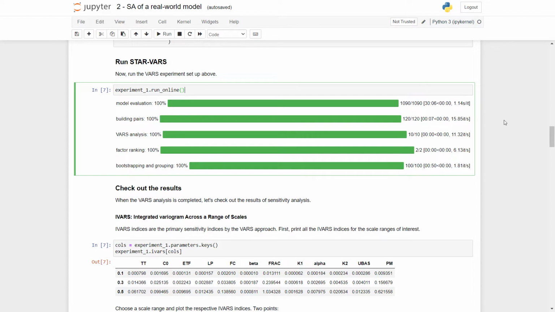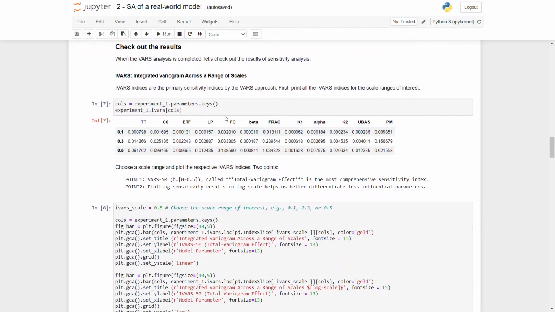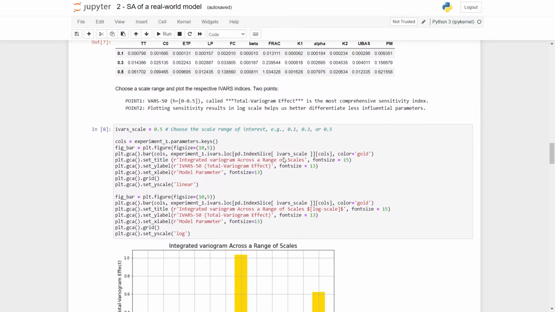Now that the experiment is done running, we can see that the loading bars are complete here with each of the steps of the VARS program. Now we can take a look at some of the results. First thing we'll take a look at is IVARS, which stands for Integrated Variogram Across a Range of Scales. These are the primary sensitivity indices by the VARS approach. Here you can see the values printed, and next we can see a graph.